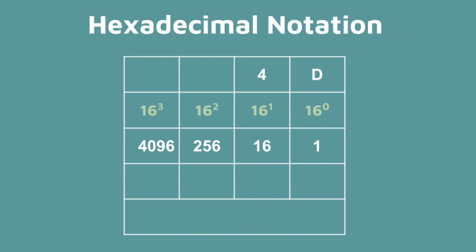In this example, let's convert 4D to decimal. D, which is 13 in hexadecimal, times 1 is 13. 4 times 16 is 64. The decimal value of 4D is 77.